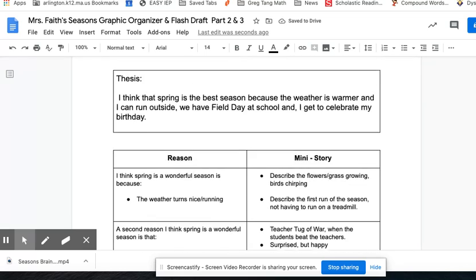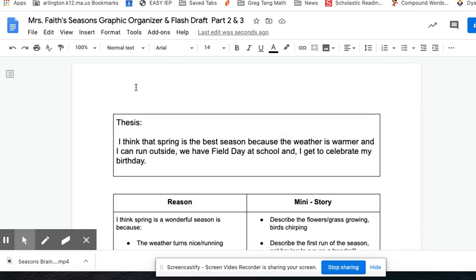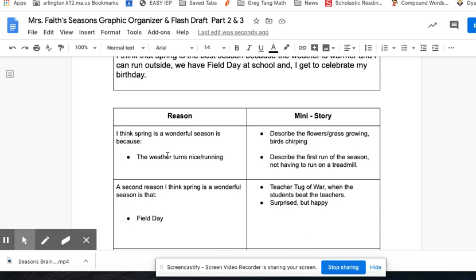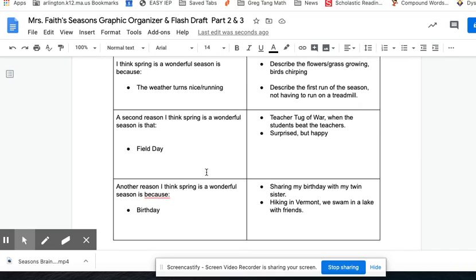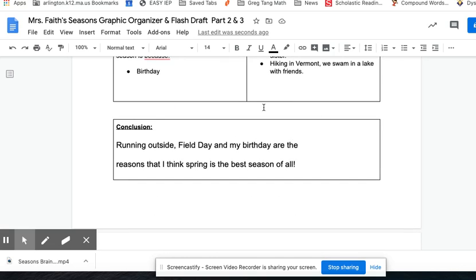So I want you to notice before you watch the next direction video, each of these are in boxes because they represent a paragraph. So when you start a new paragraph, you need to indent, which you hit the tab button on your computer to do that. So this would be paragraph 1, my introduction. This, my first reason, would be paragraph 2. My second reason would be paragraph 3. My third reason is going to be paragraph 4. And then my fifth paragraph will be my conclusion.